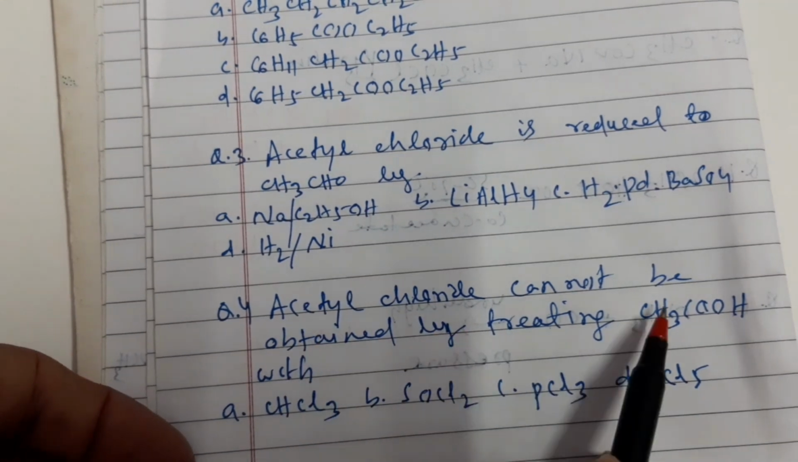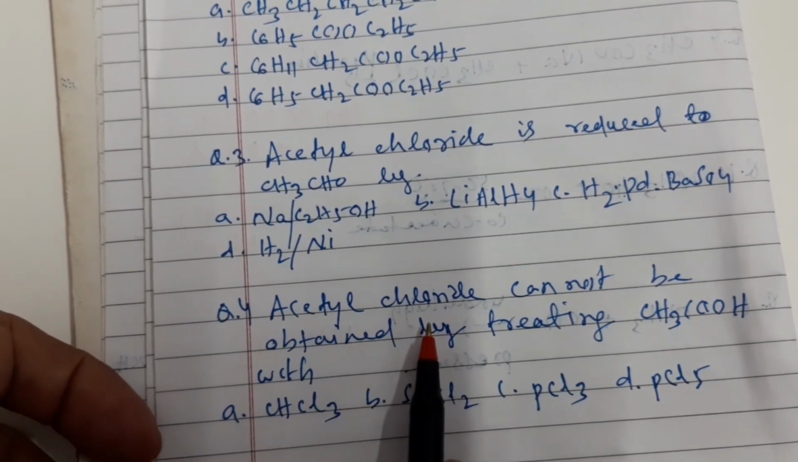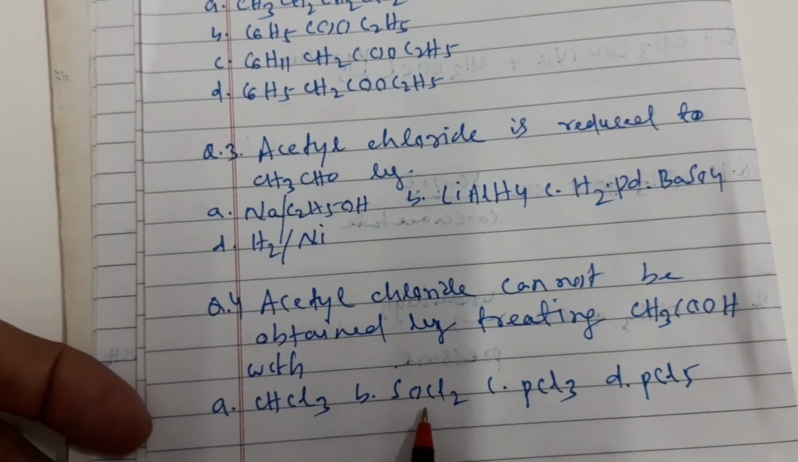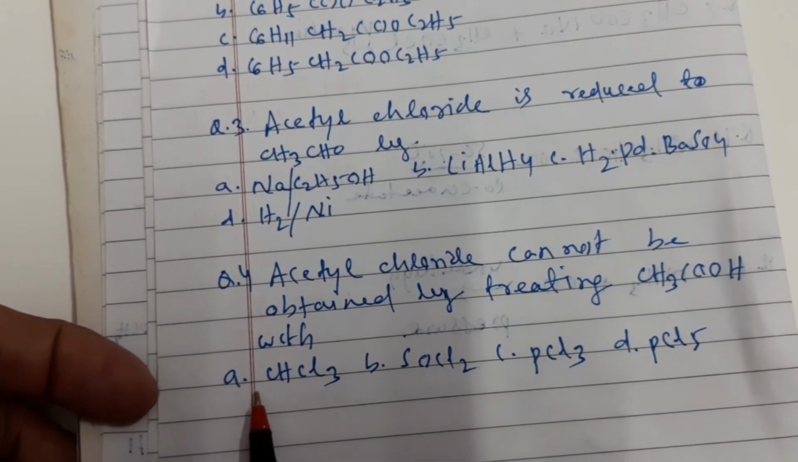Next question. Acetyl chloride cannot be obtained by treating acetic acid with what? For the preparation of acetyl chloride, the acid has to react with SOCl2 (thionyl chloride), PCl3 and PCl5, but there is no reaction with CaCl2. So choice A is the correct answer.